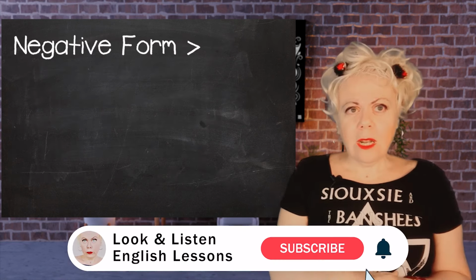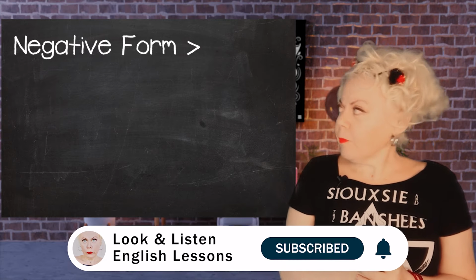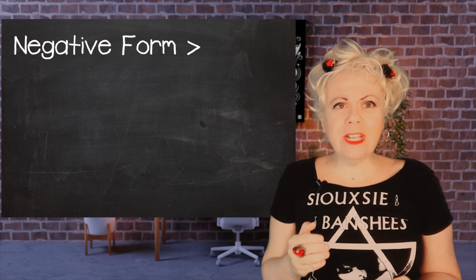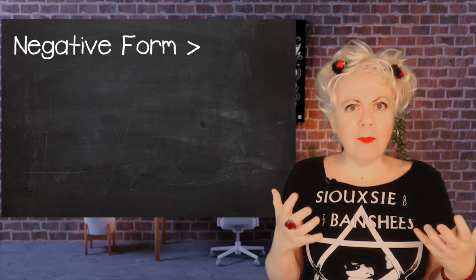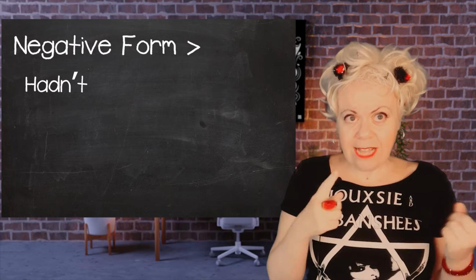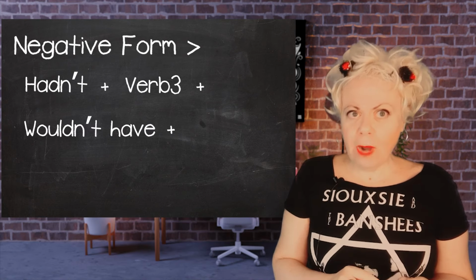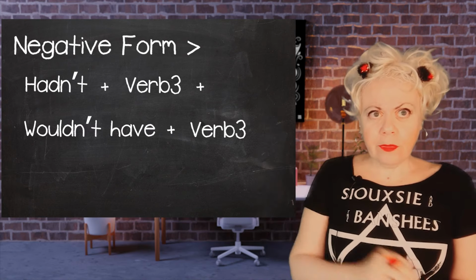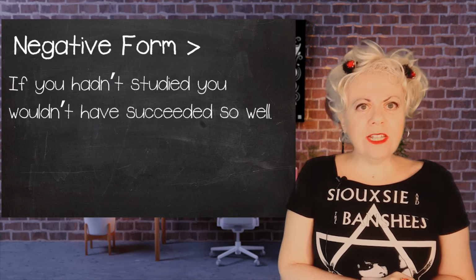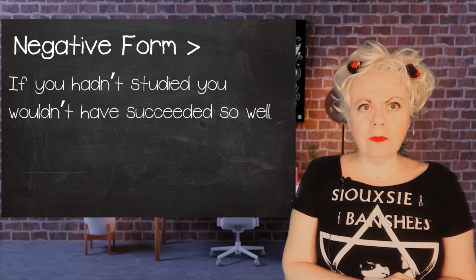Now, let's see what happens in the negative form. Each part of the sentence can be changed to negative by making the auxiliary verb negative: hadn't plus verb 3, plus wouldn't have plus verb 3. For example, if I hadn't studied, you wouldn't have succeeded so well.